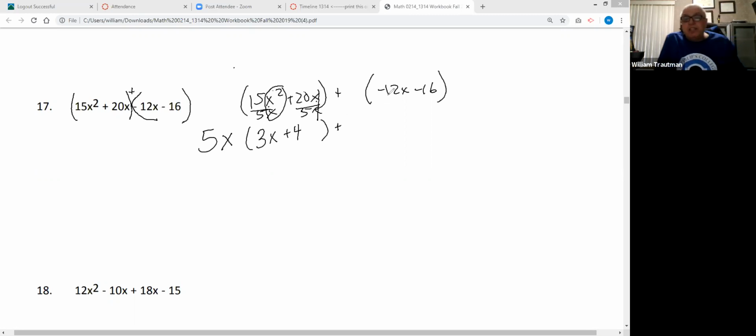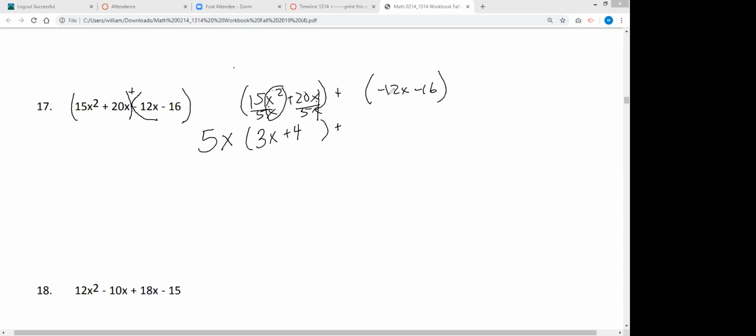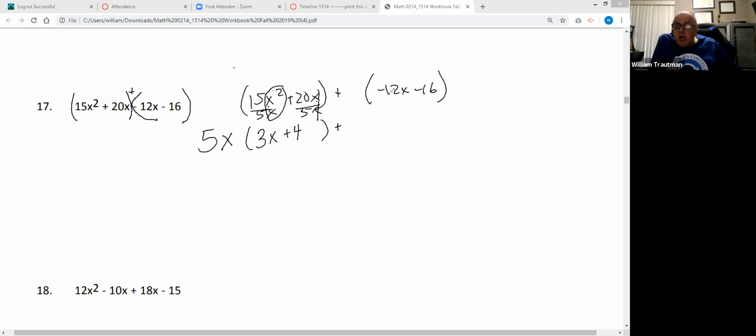What do I divide out of the second parentheses? What's the largest number? 4. Say that again. 4, yes. 4 divides out. But if you divide out 4, you're wrong. 4 is correct, but 4 is wrong because the third term is negative. You have to factor out a negative 4. If the third term is negative, you have to divide out a negative number. So we're going to divide both of these by negative 4.